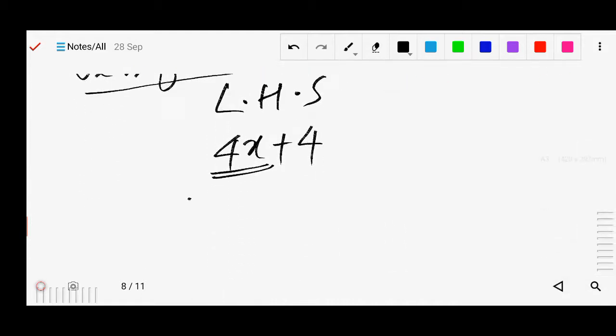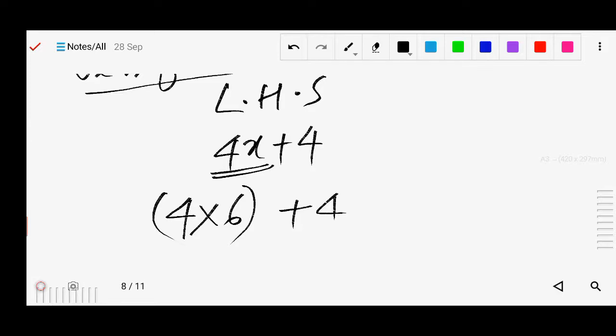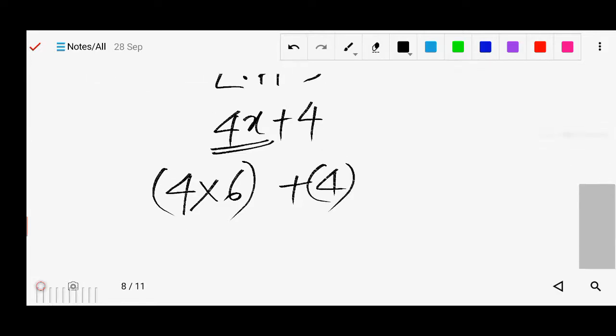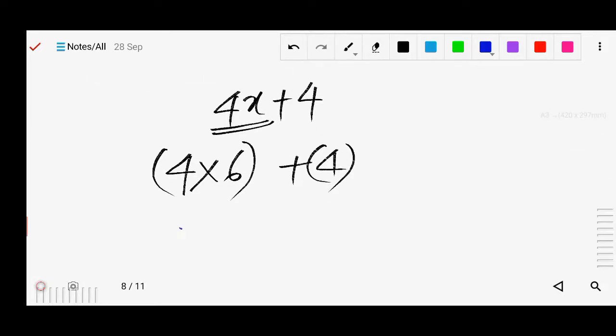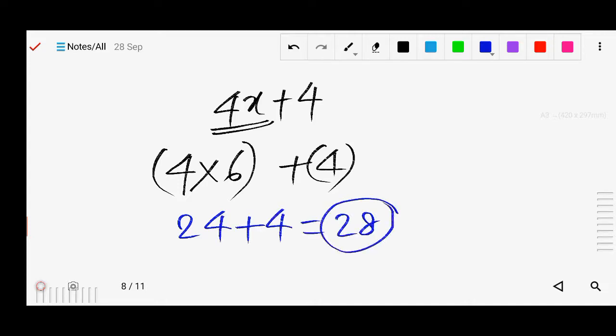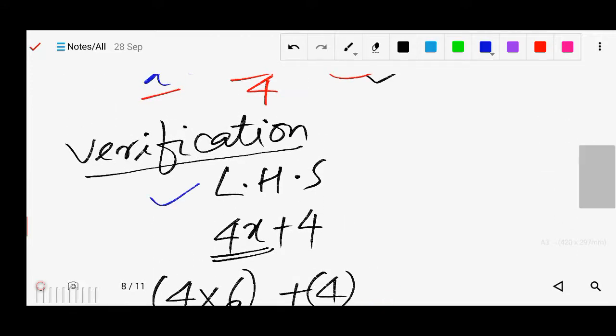So here you can write 4 into 6 plus 4. Now this 4 into 6 will be multiplied, and this 4 will be added. First of all we multiply 4 into 6, so it will be 24 plus 4. So here is the 28. So we got 28 in the left hand side.